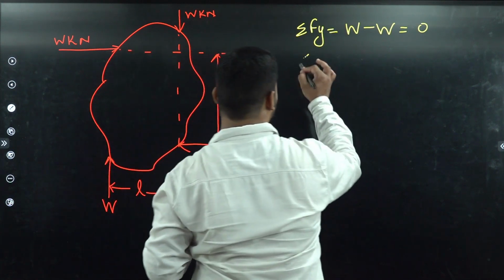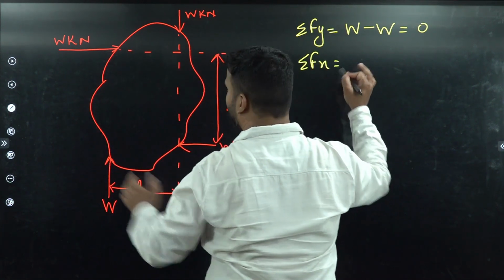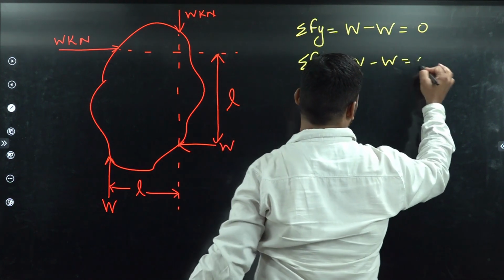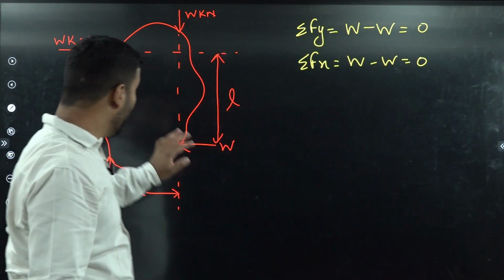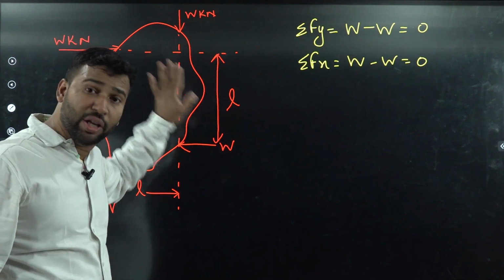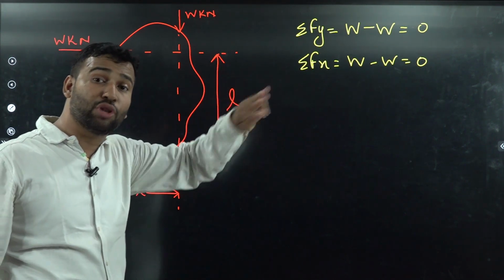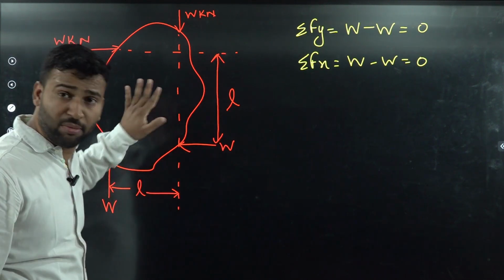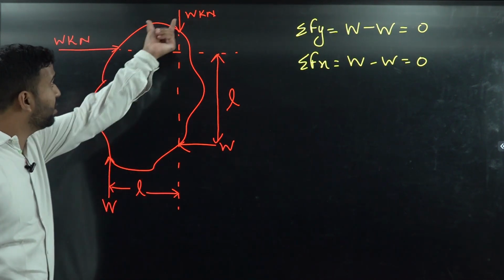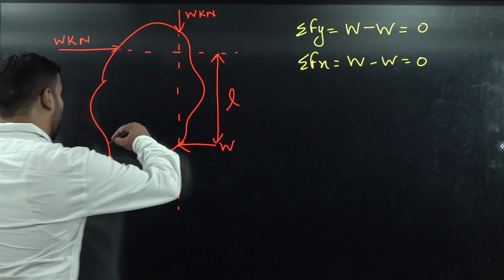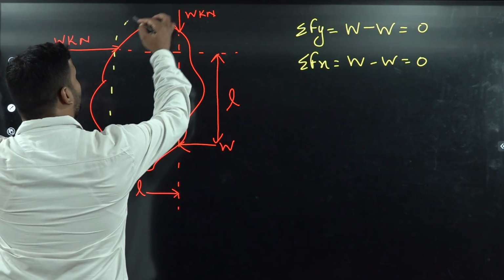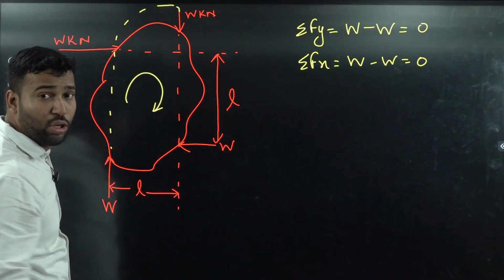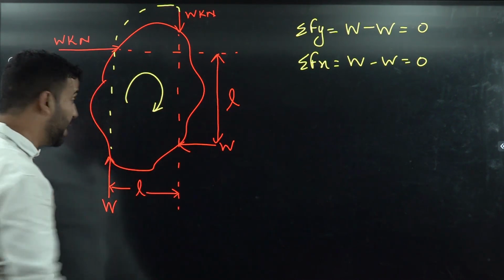Now we have to check the net forces in the horizontal direction. Plus W minus W will be equal to 0. Now if we want this body under equilibrium, then the third condition must be equal to 0. So what we have to do is find the moment. Now this W and this W will try to make a couple like this, which will be in the clockwise direction with intensity W into L.